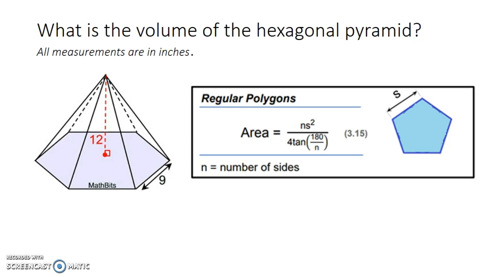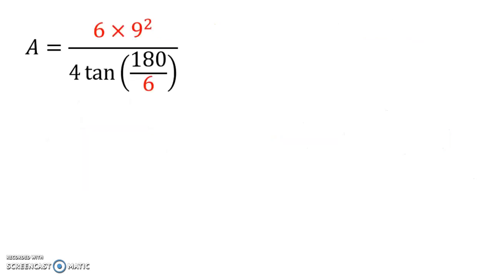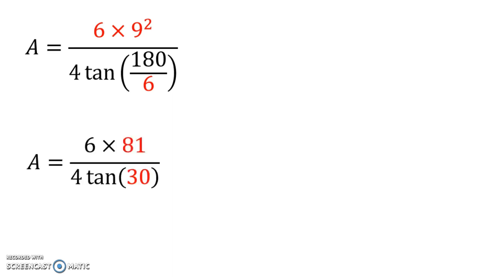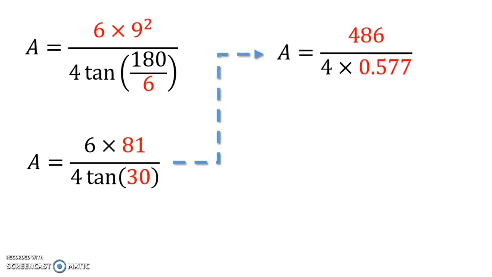Let's plug in 6 for n and 9 for s. We end up with 6 times 9 squared over 4 times the tangent of 180 over 6. We can do a couple of things here: we can square the 9, and we can also divide 180 by 6. That gives us 6 times 81 on the top, and 4 times the tangent of 30 on the bottom. If our calculator is in degrees mode, when we type in the tangent of 30, we get 0.577.